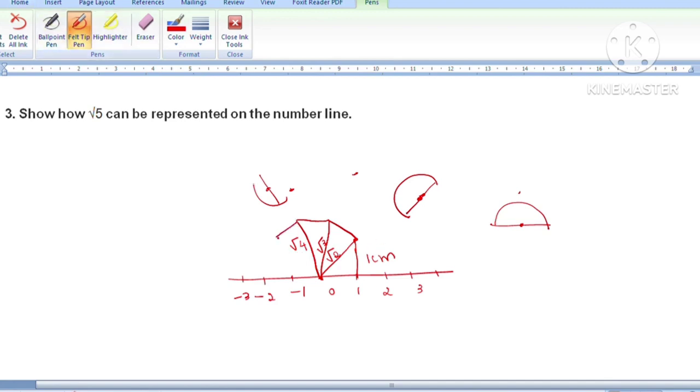Here on the PC I can't do it by scale, so I am doing it by hand. So join that to 0. When you get to root 5, you are getting 4 triangles like this.